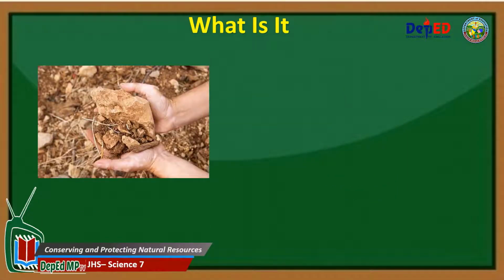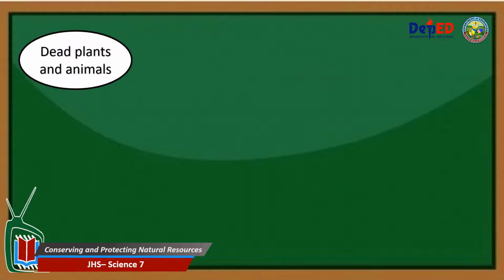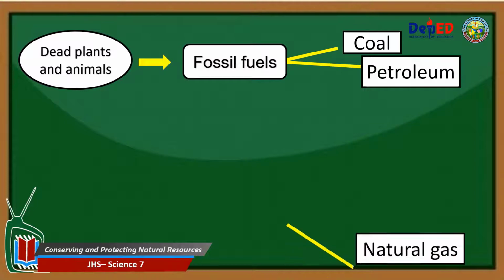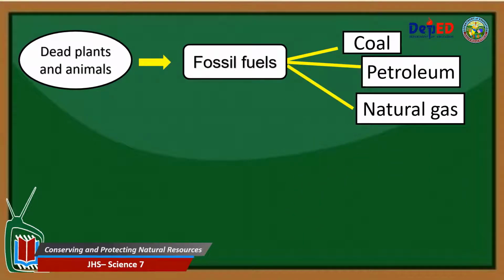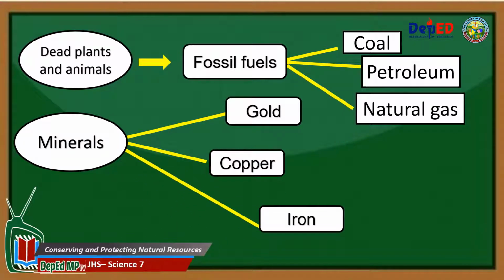Soil comes from rocks and materials from dead plants and animals. It takes thousands of years to form it. It takes millions of years for dead plants and animals to turn into fossil fuels like coal, petroleum, and natural gas. Minerals like gold, copper, and iron are used by people rapidly.